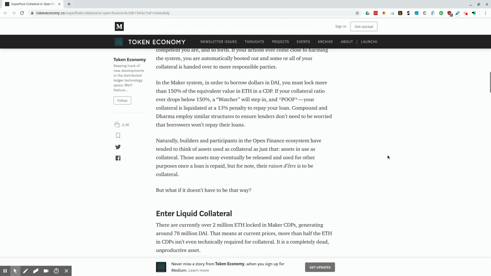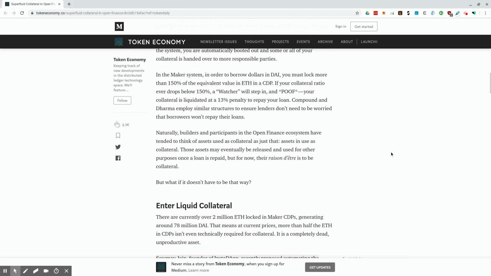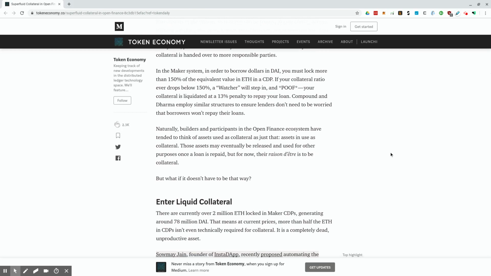In the Maker system, in order to borrow dollars in DAI, you must lock more than 150% of the equivalent value in ETH in a CDP. If your collateral ratio ever drops below 150%, a watcher will step in and, poof, your collateral is liquidated at a 13% penalty to repay your loan. So they don't take the entire 150%. They'll take the original 100% plus the 13% penalty. Compound and Dharma employ similar structures to ensure lenders don't need to worry that borrowers won't repay their loans.